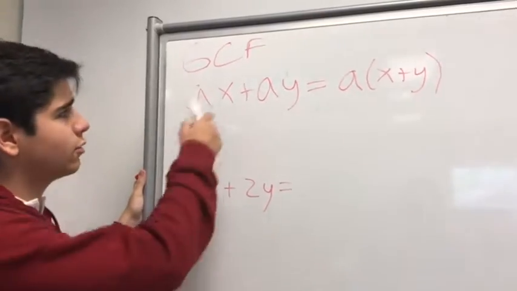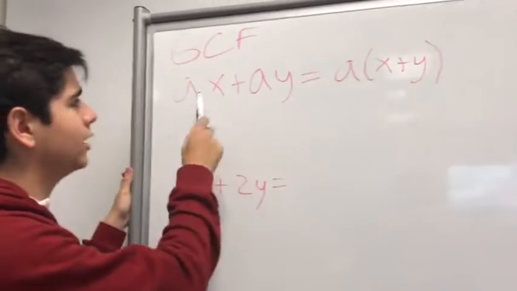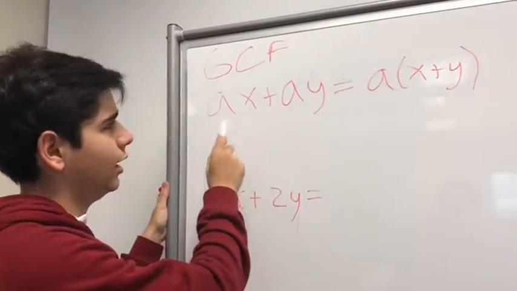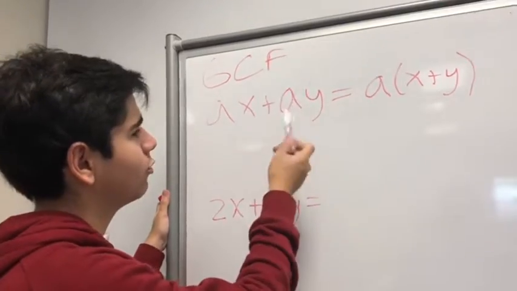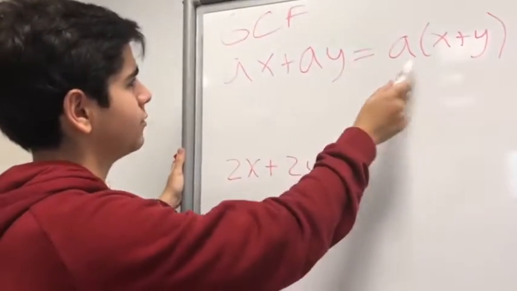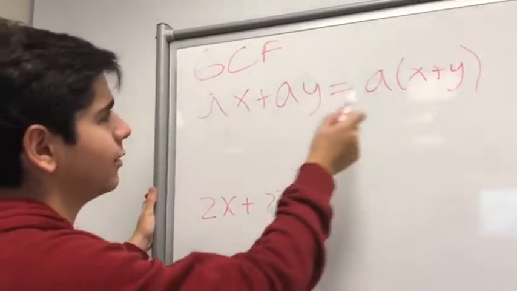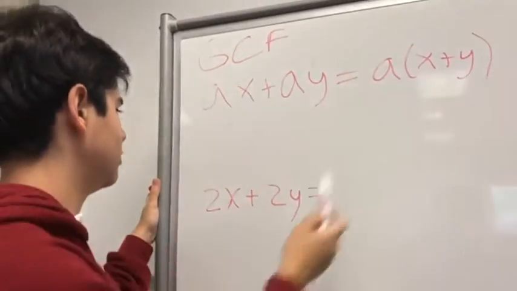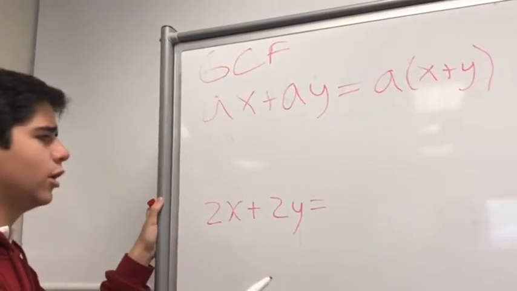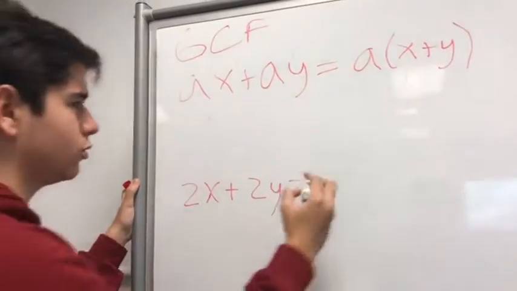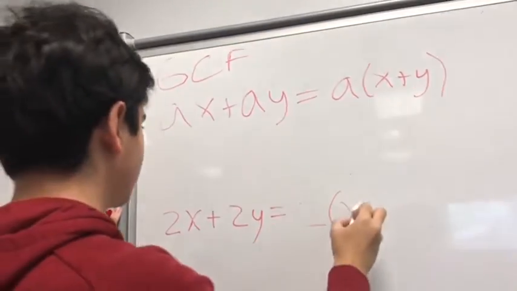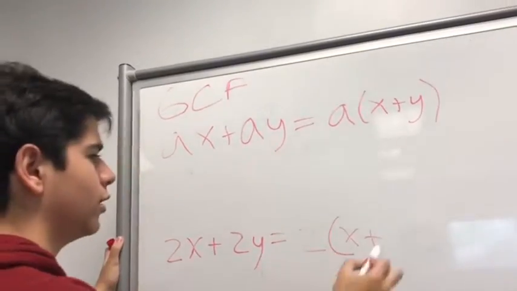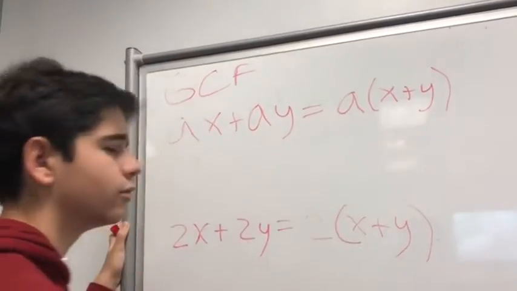So in the greatest common factor, what you have to do is find the like term in these two, which is a in this case, and you take that out and multiply it by what it will have to be. So a times x would be ax, and a times y would be ay. So in an example, the common term is 2, so you take out 2, and then 2 times x is 2x, plus 2 times y is 2y, and that is the answer.